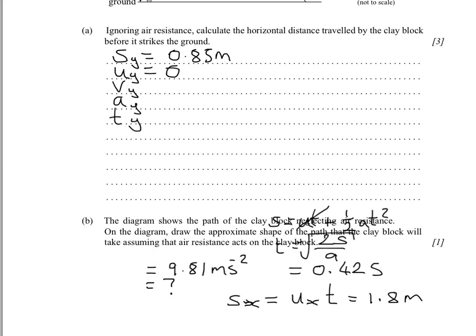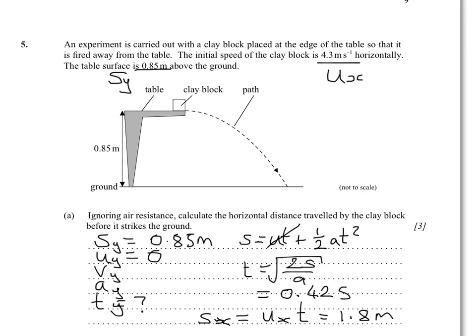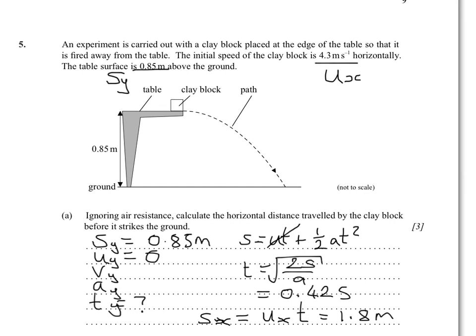Part B then asks us to draw on the path of the block, assuming that air resistance is in place. That means that the horizontal velocity will change over time, so it's not going to reach as far. That's important. The other key point is to make sure that the velocity initially is only in the horizontal direction. So it should look something a little like this.